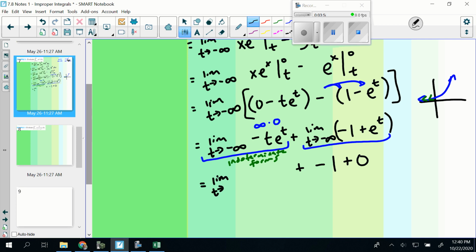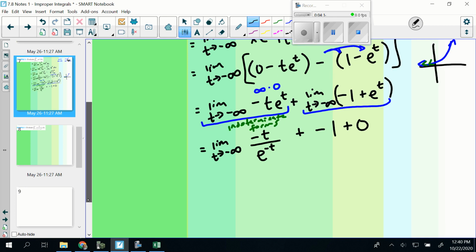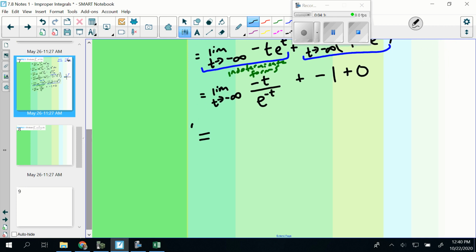But in order to do L'Hopital's rule, we need to write this in fractional form. So I'm going to keep this limit going here. We need to write that as a fraction. I think moving the e to the t down is easiest, because then we can just make that exponent negative. Now we apply L'Hopital's rule, meaning we take the derivative of both the top and bottom. The derivative of the top is negative 1. For the derivative of the bottom, we have to use the chain rule, so it'd be e to the negative t, but the derivative of negative t is negative 1. So we got that, and we still have this minus 1 out here.